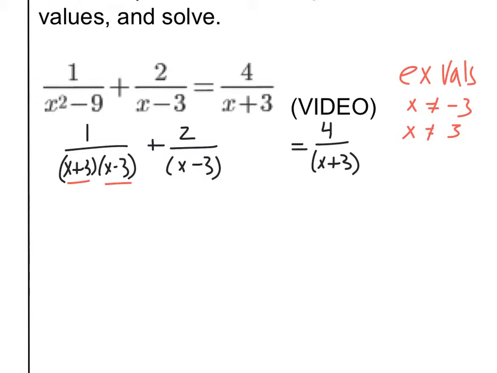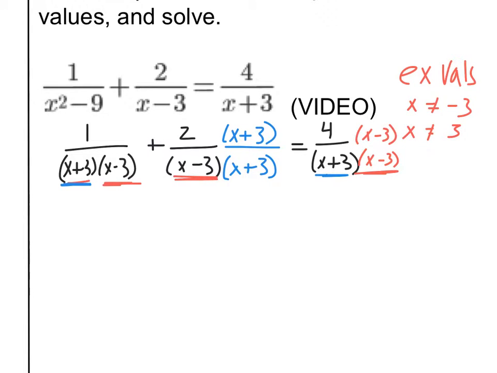Okay, I'm going to try to get the same denominator in all three of my fractions. So I'm going to look for x plus 3's. My second fraction does not have that, so we need an x plus 3 over an x plus 3. And now I'm going to look for x minus 3's. My second one has that, but my third does not. And by the way, my third does have an x plus 3. So we're going to have an x minus 3 there, and an x minus 3 there.